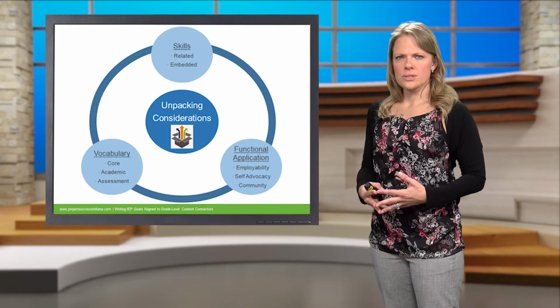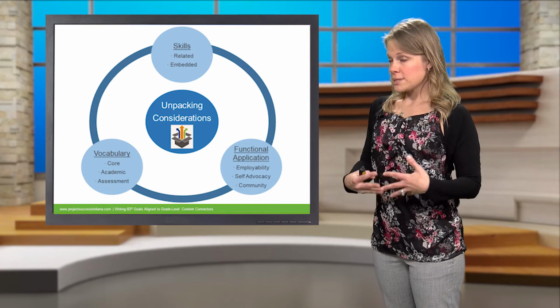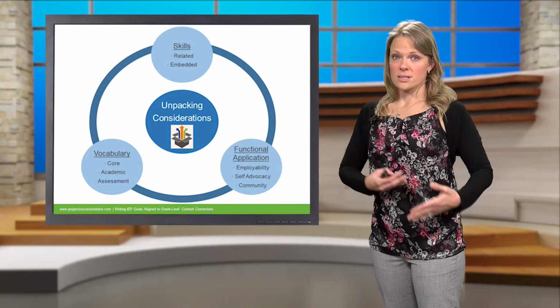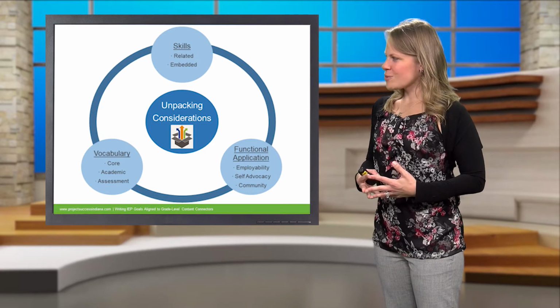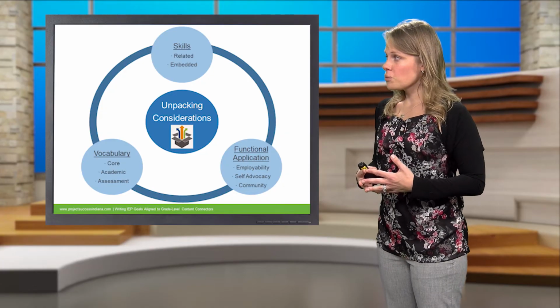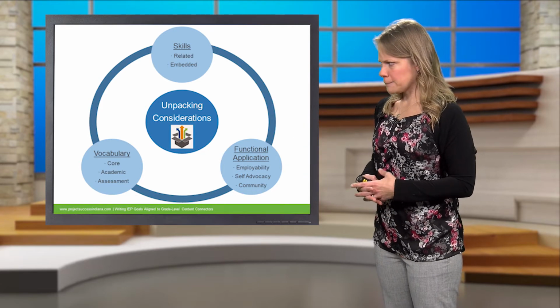First, you'll think about what skills are related and embedded within that content connector. The skills that are explicitly noted in that content connector and skills that may be necessary for that student to access the content within that content connector. Going around to the left side, you'll also be considering vocabulary, several different kinds of vocabulary. Core vocabulary, academic vocabulary, and assessment vocabulary. I have some examples here in just a minute that will make this a little bit more clear to you. And lastly, potentially most importantly, we're really going to be considering what's the functional application of content connectors that we're unpacking today.